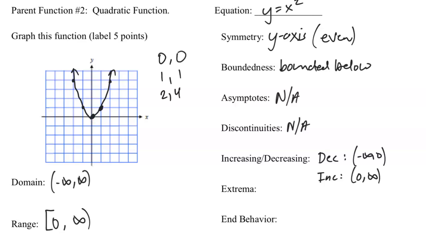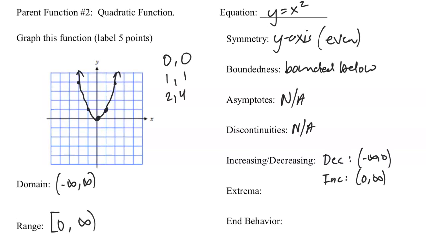This point right here on the parent function is a minimum, and you could be even more specific and say that it's an absolute minimum if you wanted to, and it's a local minimum, but I'll just say minimum at 0, 0. Okay, and then finally, end behavior.